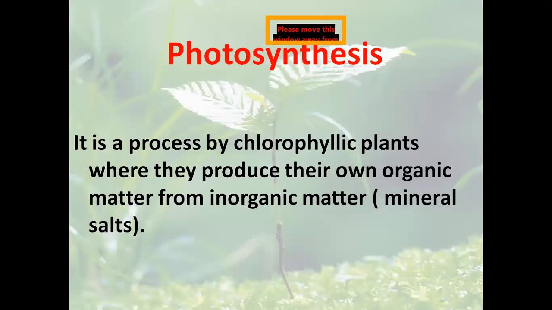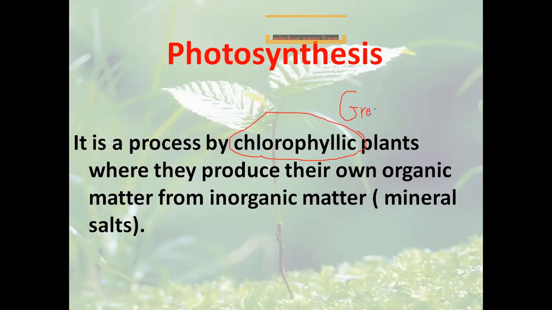Let's see. Photosynthesis is the process by which the chlorophyllic plants, meaning the plants that contain chlorophyll, the green plants, the autotrophs, produce food. So the green plants undergo the process of photosynthesis. What do they do in photosynthesis? Photosynthesis is the process where the green plants produce their organic matter.